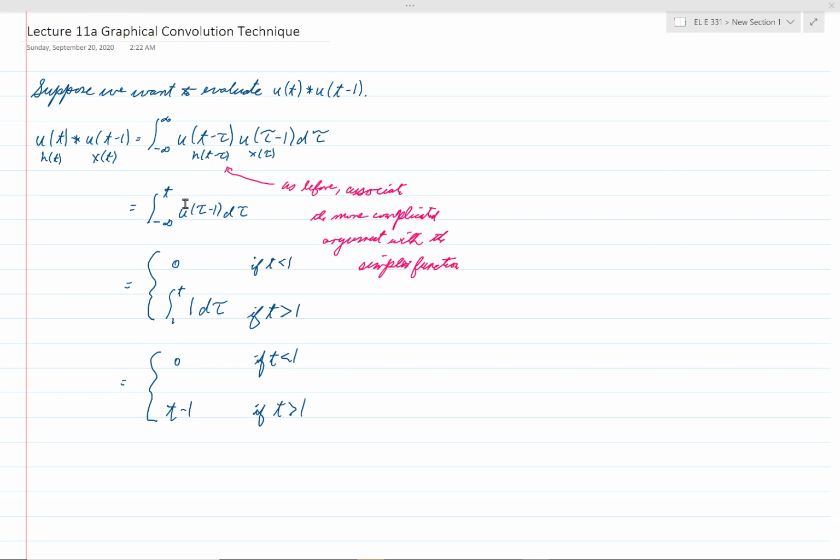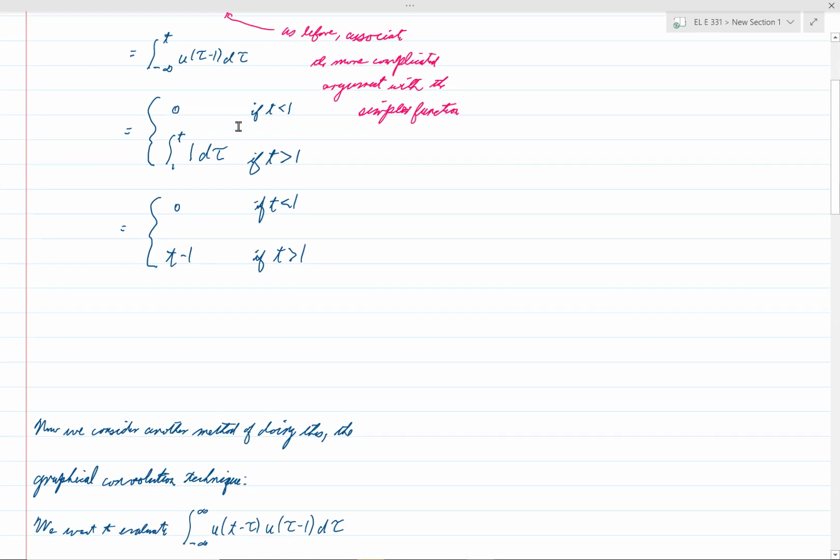And in this range from 1 to t, u of tau minus 1 is just equal to 1. And so that's how we get this second term. And then finally, if we integrate 1 d tau, we get tau evaluated from 1 to t. And so that just gives us this final answer.